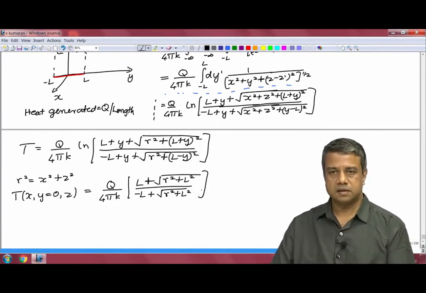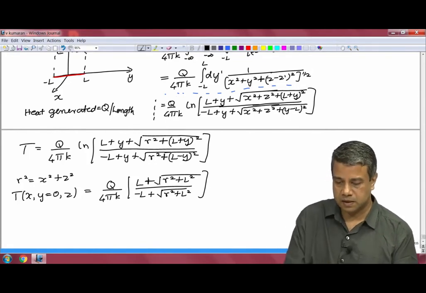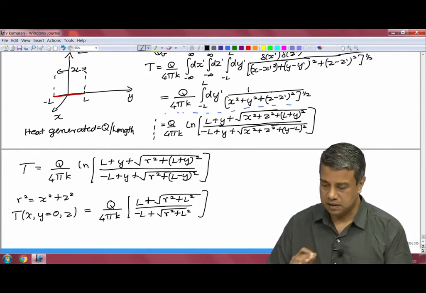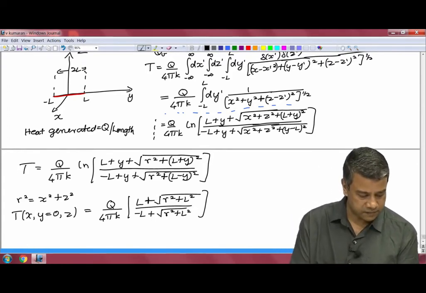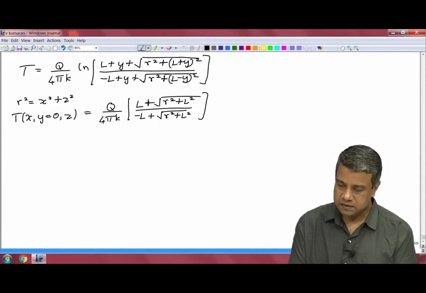This is the solution I get at y is equal to 0, the plane passing through the center of the wire. This is the solution I get for the temperature field. How do I check if this is consistent?